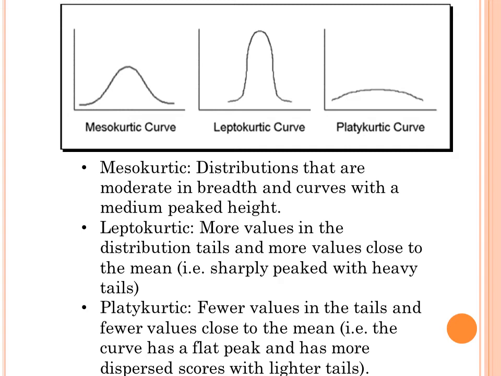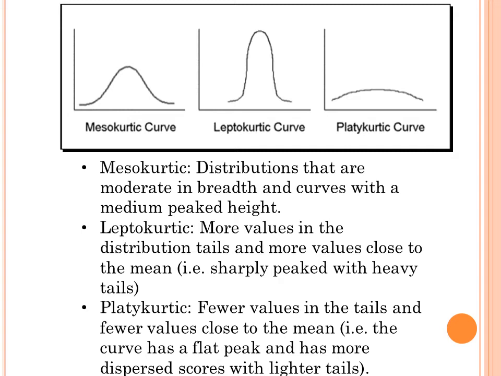Okay, and then let's go to the leptokurtic. Leptokurtic has more values in the distribution tails and more values close to the mean, sharply peaked with heavy tails. The key here is it's more peaked than the mesokurtic. That's the leptokurtic. And then the platykurtic has fewer values in the tails and fewer values close to the mean. For example, the curve has a flat peak and has more dispersed scores with lighter tails. So it has a flat peak and the scores are scattered.